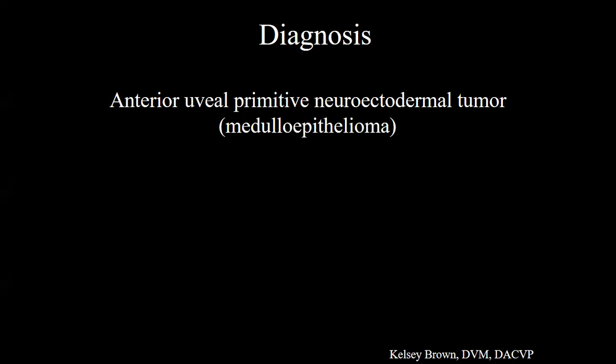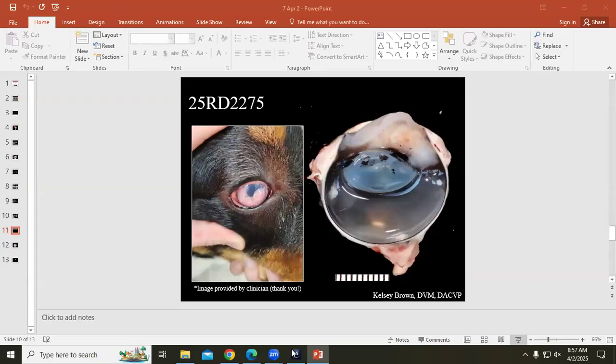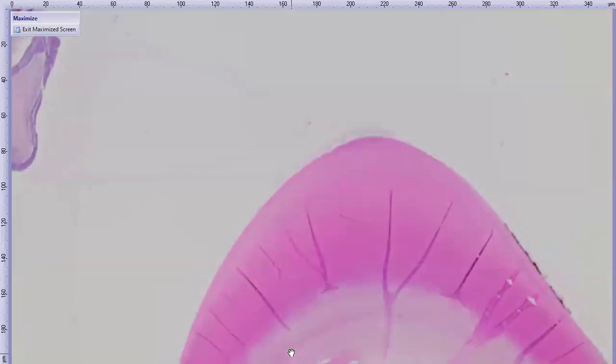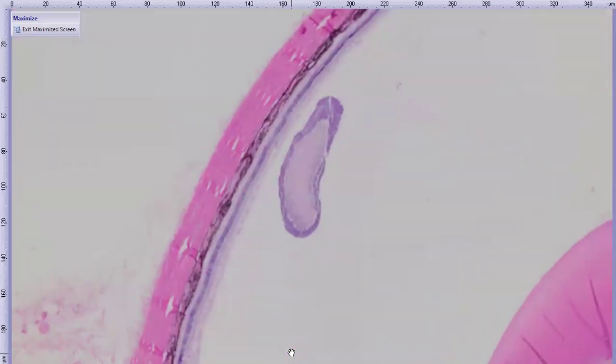Dr. D pipes up in the chat and says that the tentacle-like extensions are also telling. I'm assuming you mean the little blobs of cells that are floating around in the globe. Also, I was going to say that feature of little blobs floating around the globe is so similar to retinoblastoma in kids. That's actually interesting, I didn't know that. And the fact that one area looks so much like primitive retina, this is such an interesting tumor.